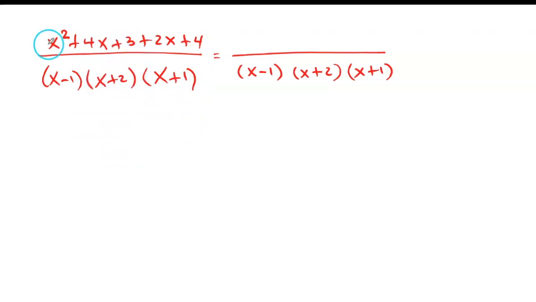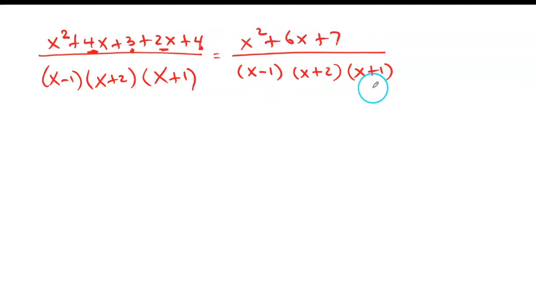So let's combine like terms. I've got an x squared. I have a 4x and 2x, that's going to give me a 6x, and then I have a 3 and a 4, that's going to give me a 7. So for the most part, I'm going to be able to factor the top, and then I can cancel something with the bottom.